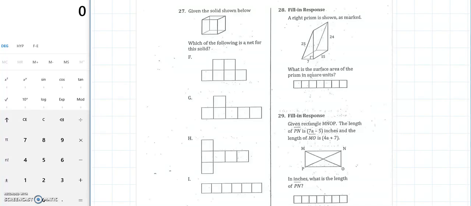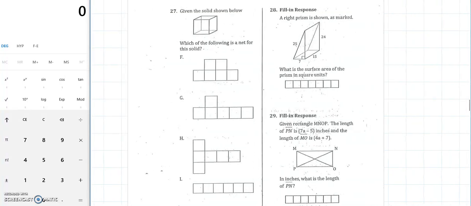All right, now 27 asks you to visualize which one of these would be the net for your cube. For F, if I fold it over this top portion, it's not going to create a three-dimensional figure. It'll create what looks like a right angle, or like a couch, but it won't create a full cube. So it's not going to be choice F. Now choice G, same thing. These two right here are going to fold over, but I'm going to be missing a side on the bottom here. So it's not going to be choice G.